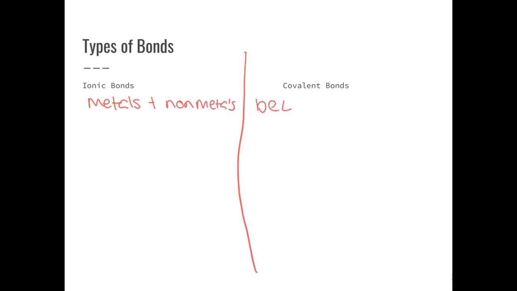So there's actually 3 different kinds of bonding. There's also metallic bonding, but we're not going to talk about metallic bonding this year. So instead, we're going to talk about ionic bonds and covalent bonds. So we're going to spend some time first talking about the differences. Ionic bonds are only between metals and nonmetals. And covalent bonds are between nonmetals only.